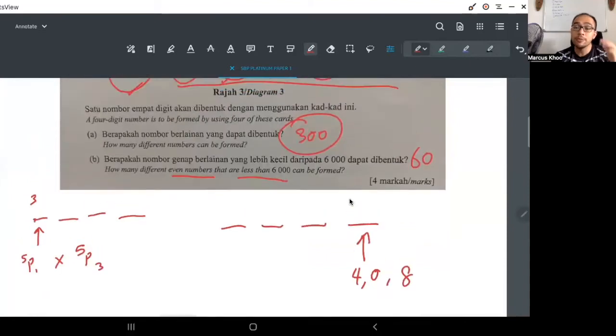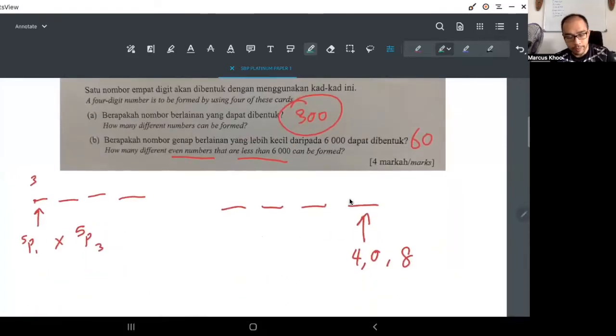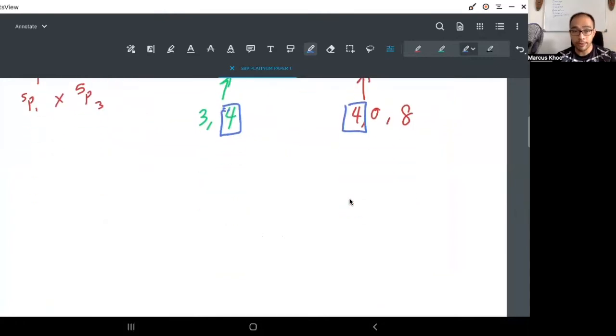But it has to be less than 6,000. There are only 2 numbers which will give you less than 6,000, which is either 3 or 4. So nombor di depan mesti 3 atau 4. And when we look at this, syarat dia ada overlap. The 4 can join here and the 4 can join here. So when it comes to this situation, you will have to consider them separately.